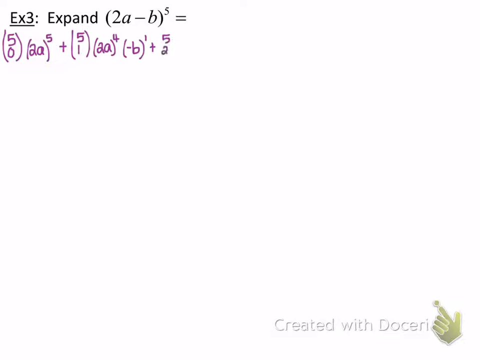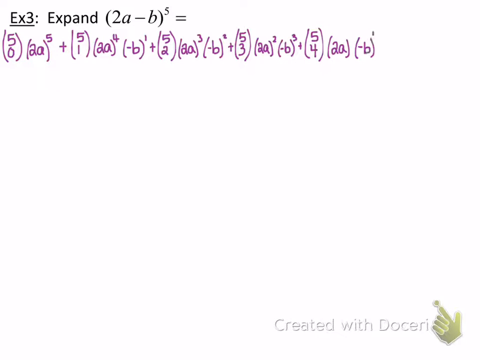Plus 5 choosing 2, 2a to the 3rd, negative b squared, plus 5 choosing 3, 2a to the second, negative b to the third, 5 choosing 4, 2a to the first, negative b to the fourth, plus 5 choosing 5, 2a to the 0, and then we have negative b to the fifth power.